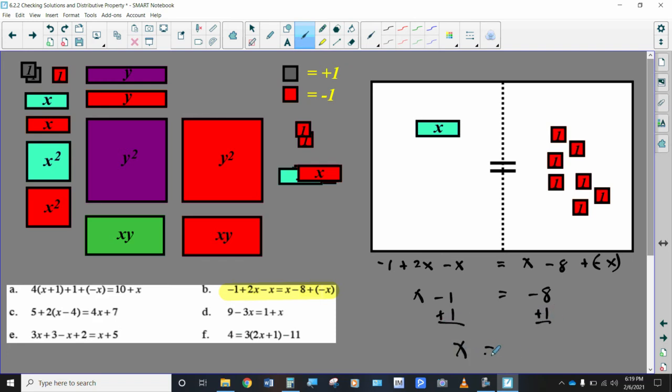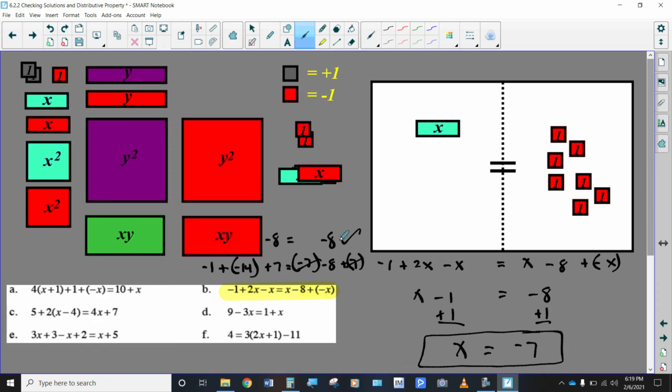So this becomes x is equal to negative 7. Let's check that. Negative 1 plus 2 times negative 7 is negative 14, minus a negative 7 would be the same as plus 7, is going to be equal to negative 7 minus 8, and then minus a negative 7 is plus 7. So these guys cancel each other out, leaving you with negative 8. On this side, you're going to get negative 15 plus 7, and negative 15 plus 7 is also equal to negative 8. So that is correct. Draw a box around our answer.